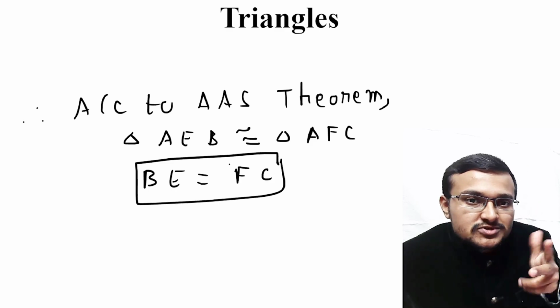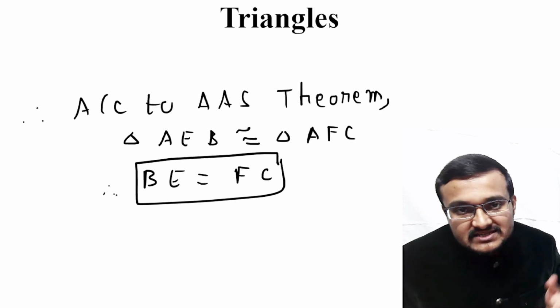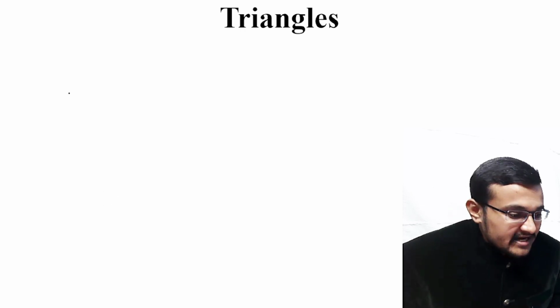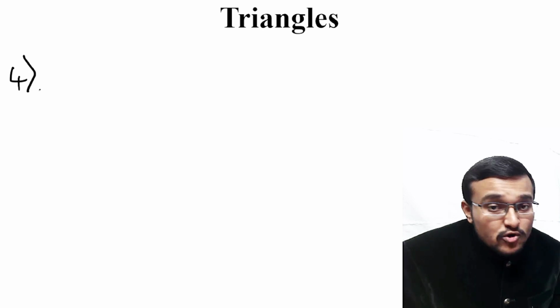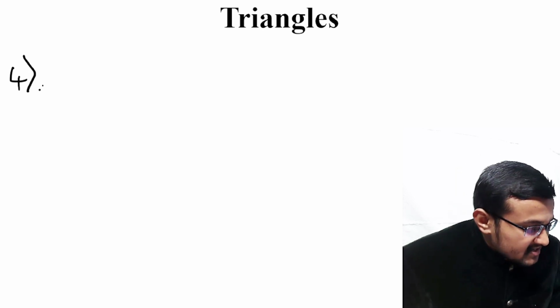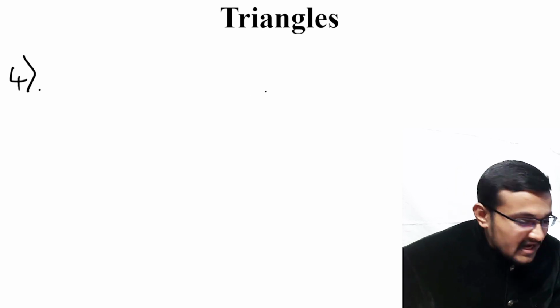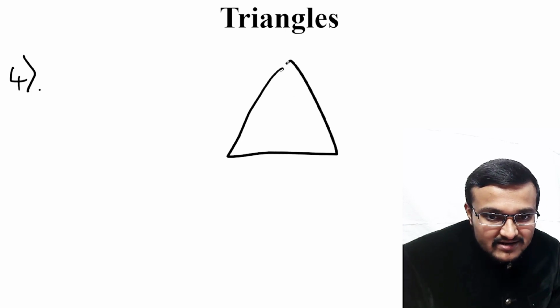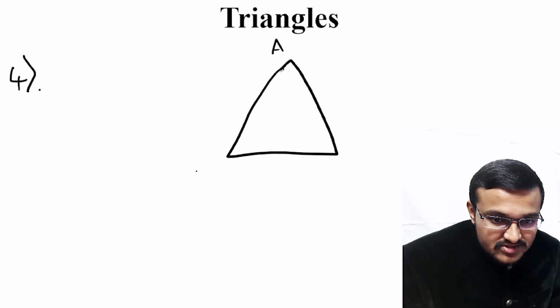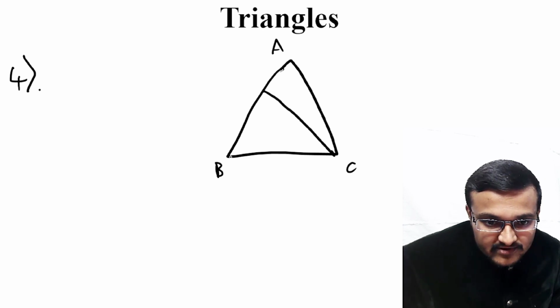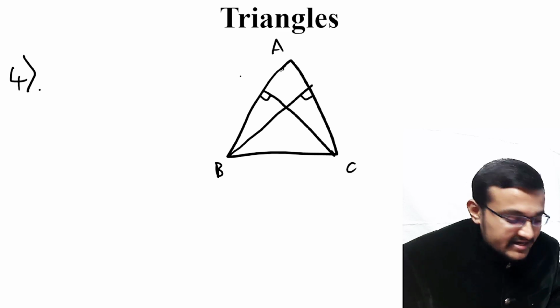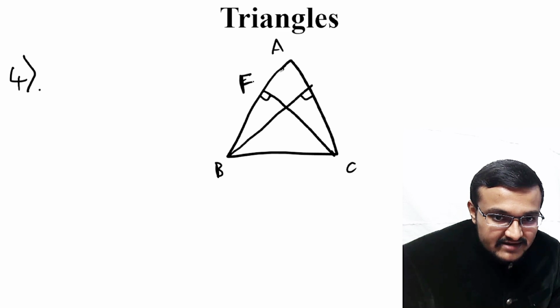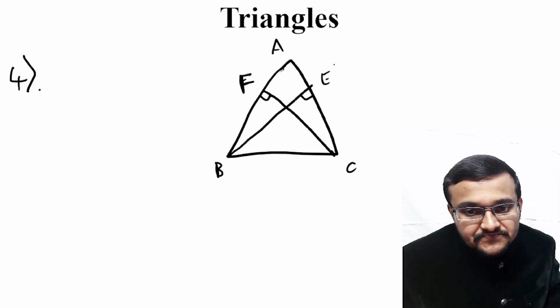So the altitudes are equal to each other, which they have asked in this question, and we have proved that. Now we will look into the fourth question in this exercise. Here in the fourth question, you have to consider the same diagram. So ABC is a triangle, and there is an altitude from C and from B like this, where this angle and this angle are equal to 90 degrees. So this is F, this is E.